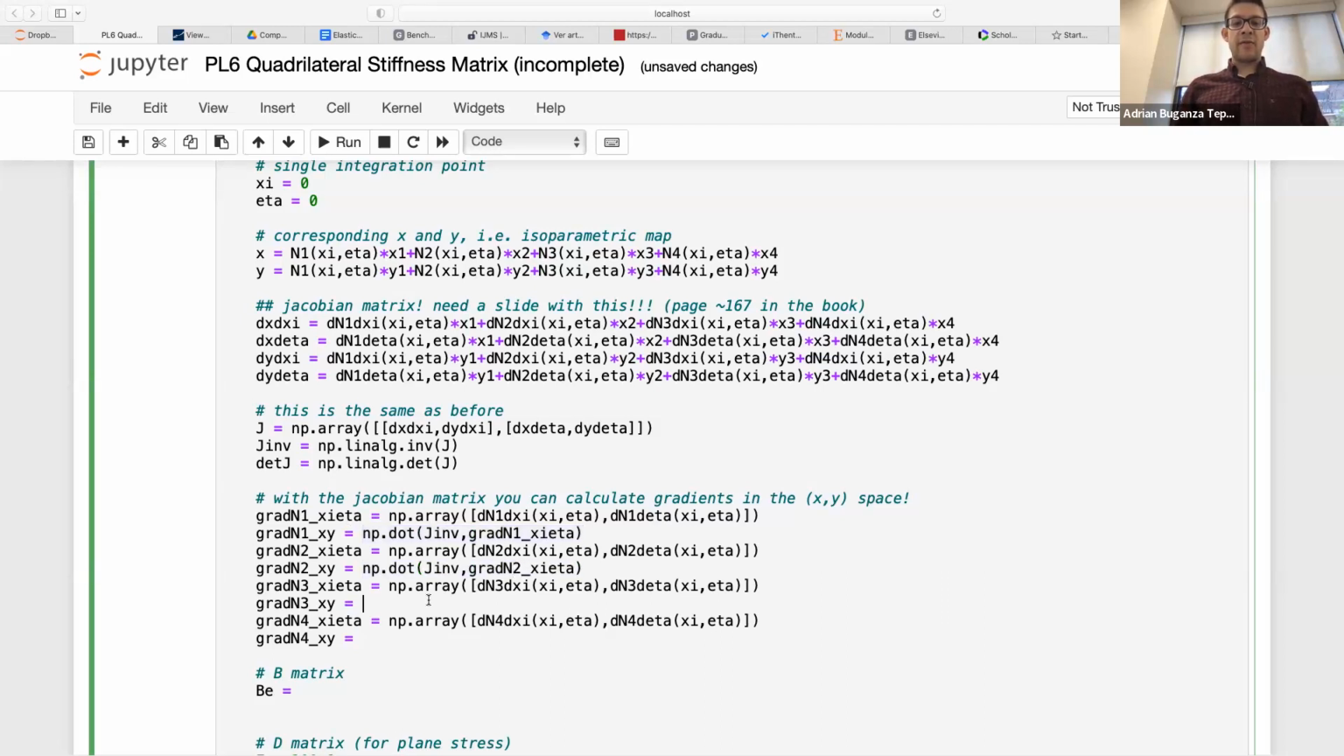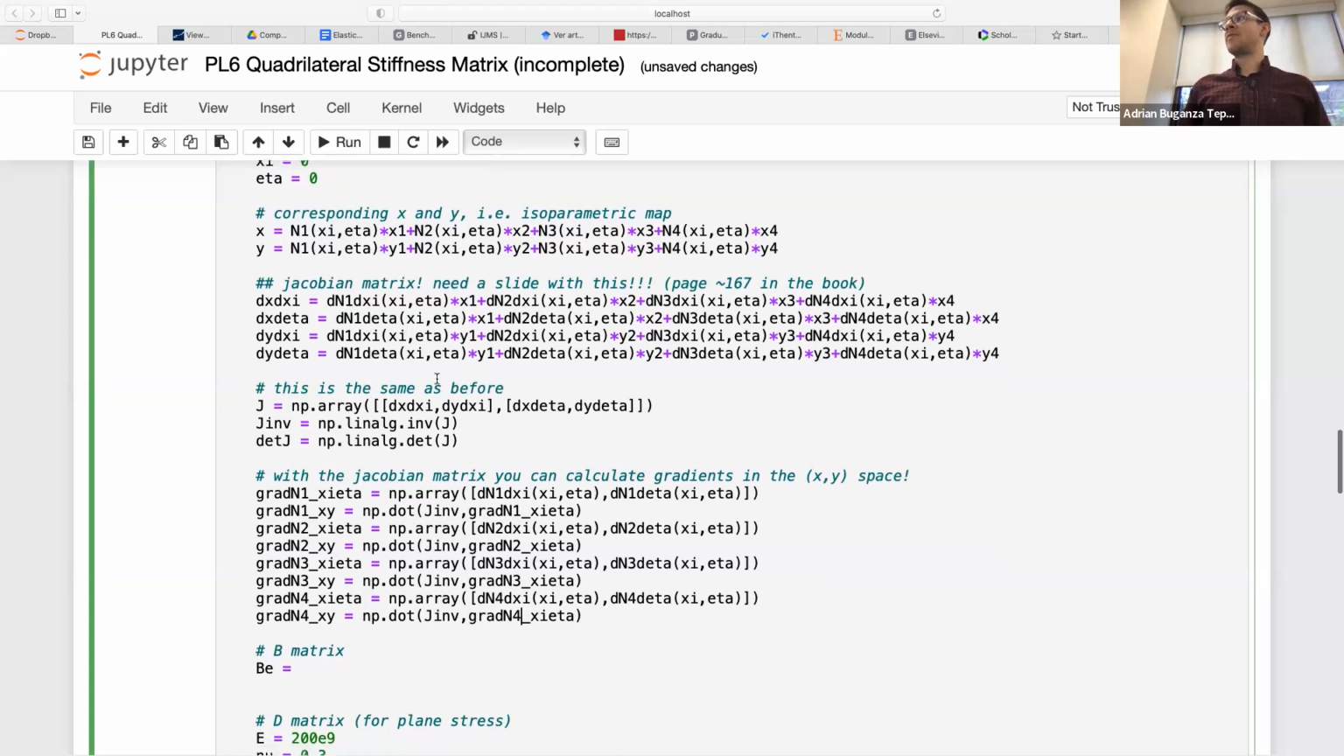So the gradient of N2 is just the inverse times the gradient of N2 with respect to psi eta. The gradient of N3 with respect to xy is just the Jacobian inverse times the gradient of N3 with respect to psi eta. And the last one is just J inverse times gradient of N4 with respect to psi eta gives you gradients with respect to xy. Again, the Jacobian inverse allows you to go from gradients with respect to psi eta to gradients with respect to xy. And again, this is all the same as it was for the heat transfer problem.